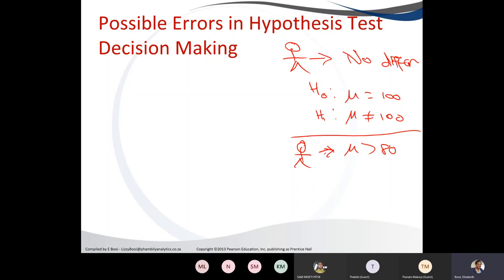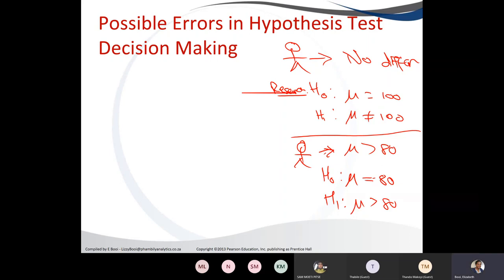Remember, this is what the researcher wants to prove. So we cannot put it in the null hypothesis, because in the null hypothesis, it must have an equal sign, or a less than or equal or greater than or equal. It must have an equal sign. But what the researcher wants to prove cannot go there. And therefore, since it cannot go there, we state that the mean is 80, and we go to the alternative, and we're going to prove that the mean is greater than 80.